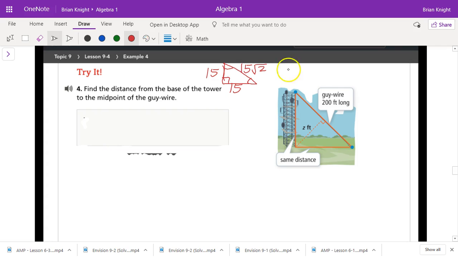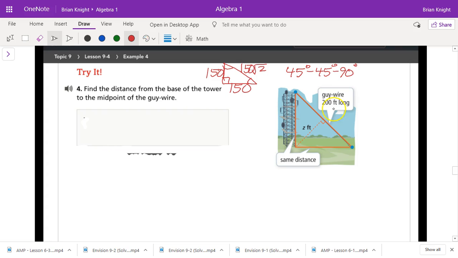That's only for 45, 45, 90 triangles, okay? It's a pattern. It happens every time. All right? If this is 150 and 150, that's going to be 150 square root of 2. Okay? Every single time. Like I said before, will you need that on the state test? Absolutely not. That's just a preview of what's to come in geometry. Okay? There's also another special right triangle, the 30, 60, 90. And it's cool too. You don't have to learn it today.